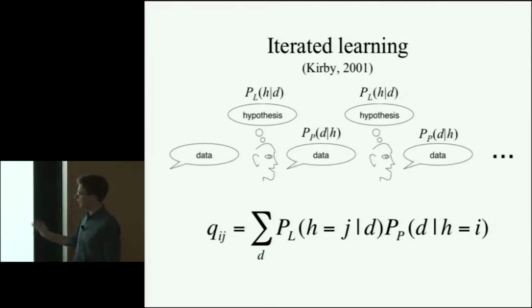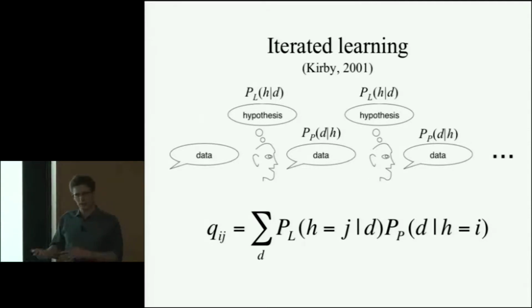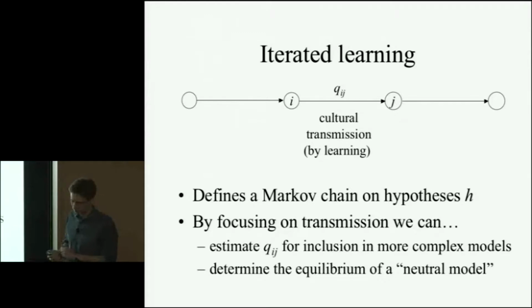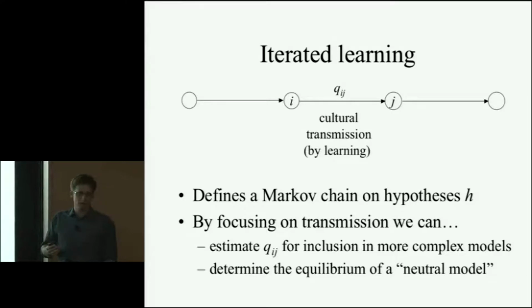So that gives us a way of defining the Qijs, but iterated learning goes beyond that. It actually gives us a mechanism that we can use for evaluating the consequences of transmission and gives us a characterization of the outcome of these kinds of neutral models. So more formally, what we can do is observe that iterated learning defines something that's called a Markov chain on the hypotheses that learners consider. And a Markov chain is just a sequence of random variables where each variable in the sequence is independent of all preceding variables when conditioned on the one that immediately precedes it in the sequence.